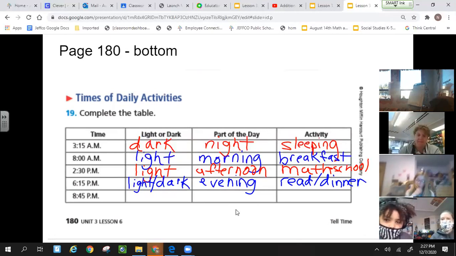Play video games. What about 8:45 p.m.? Is it going to be light or dark out? Having a midnight snack. Suriname is not here yet. Okay, I'll do it again. Ethan is here. What might you do at 8:45 p.m.? And is it light or dark? What part of the day is it? What are you thinking?